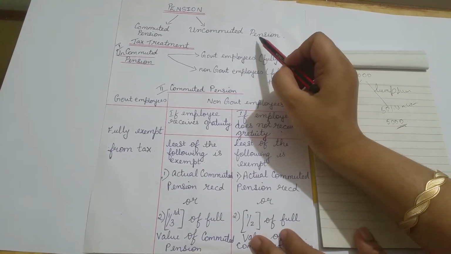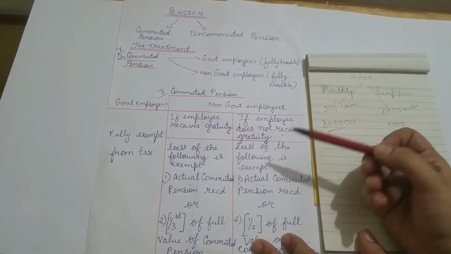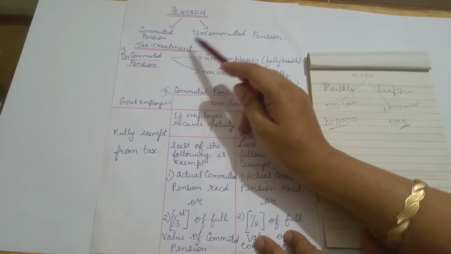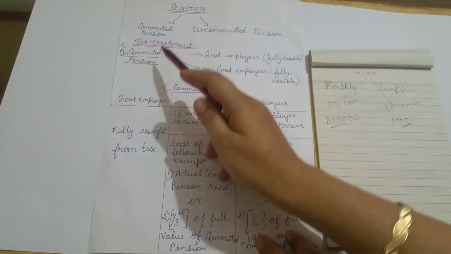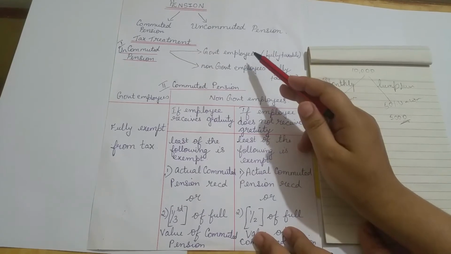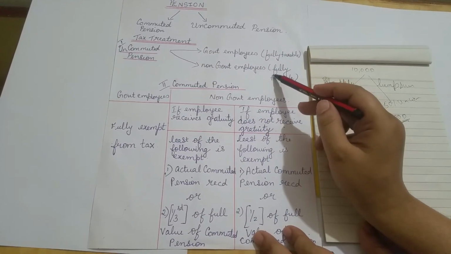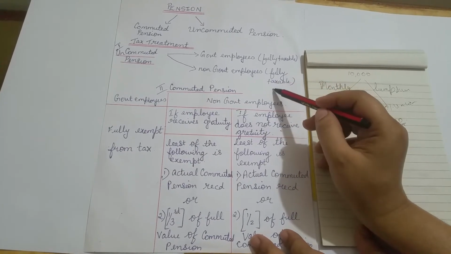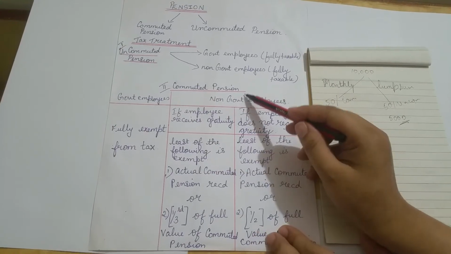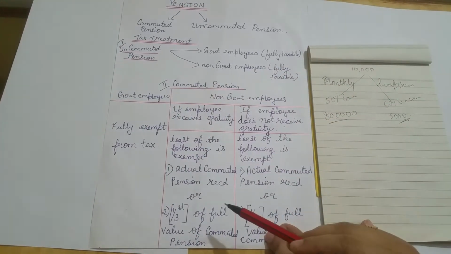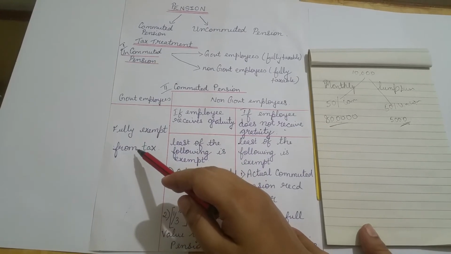And when you're calculating taxable pension, you should add both commuted pension and uncommuted pension. So first let's look into the tax treatment for uncommuted pension, that is not surrendered pension. For uncommuted pension, whether the employees are government employees or non-government employees, the entire amount is fully taxable. Now moving on to commuted pension. For commuted pension, you need to make use of this chart. If the employee is a government employee, then it is fully exempt from tax.